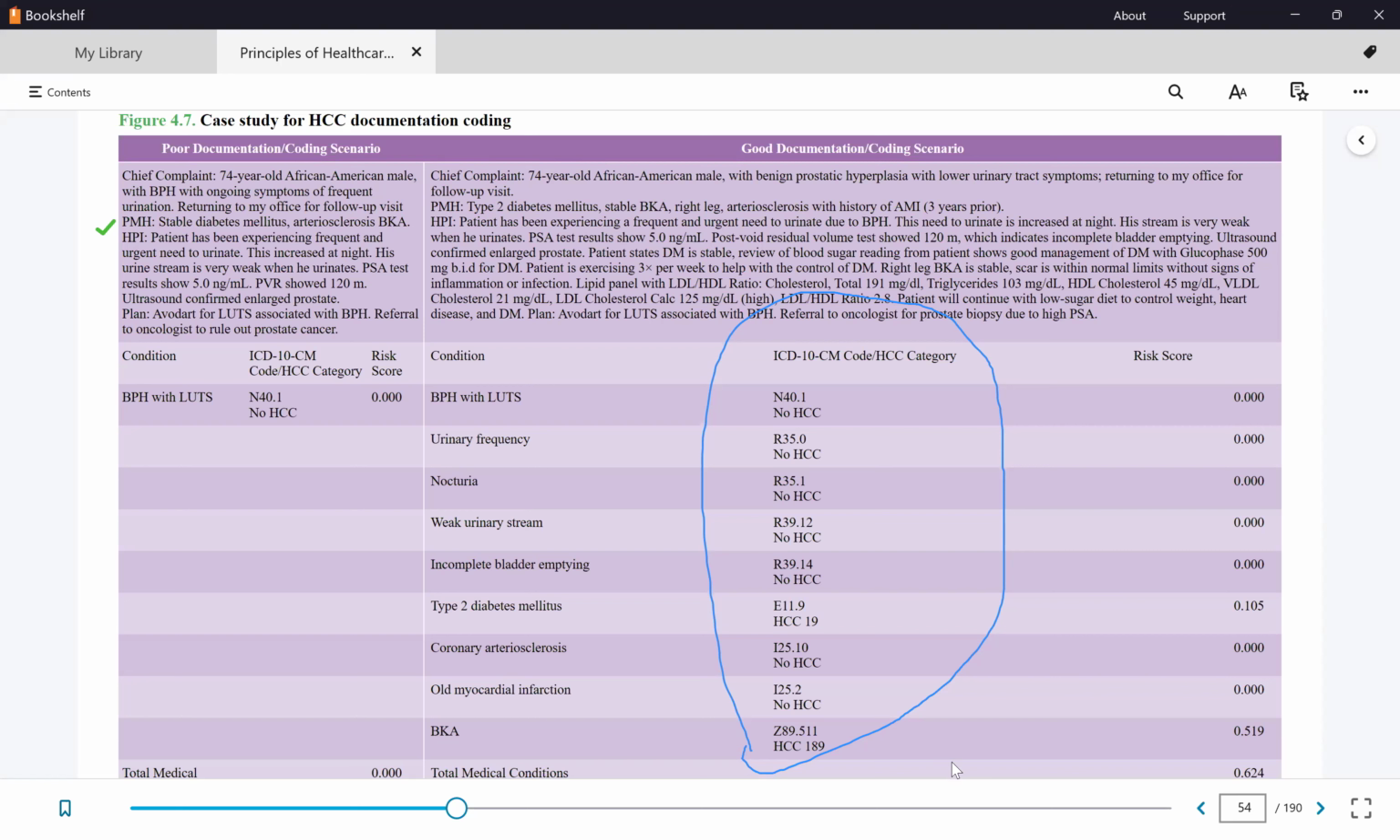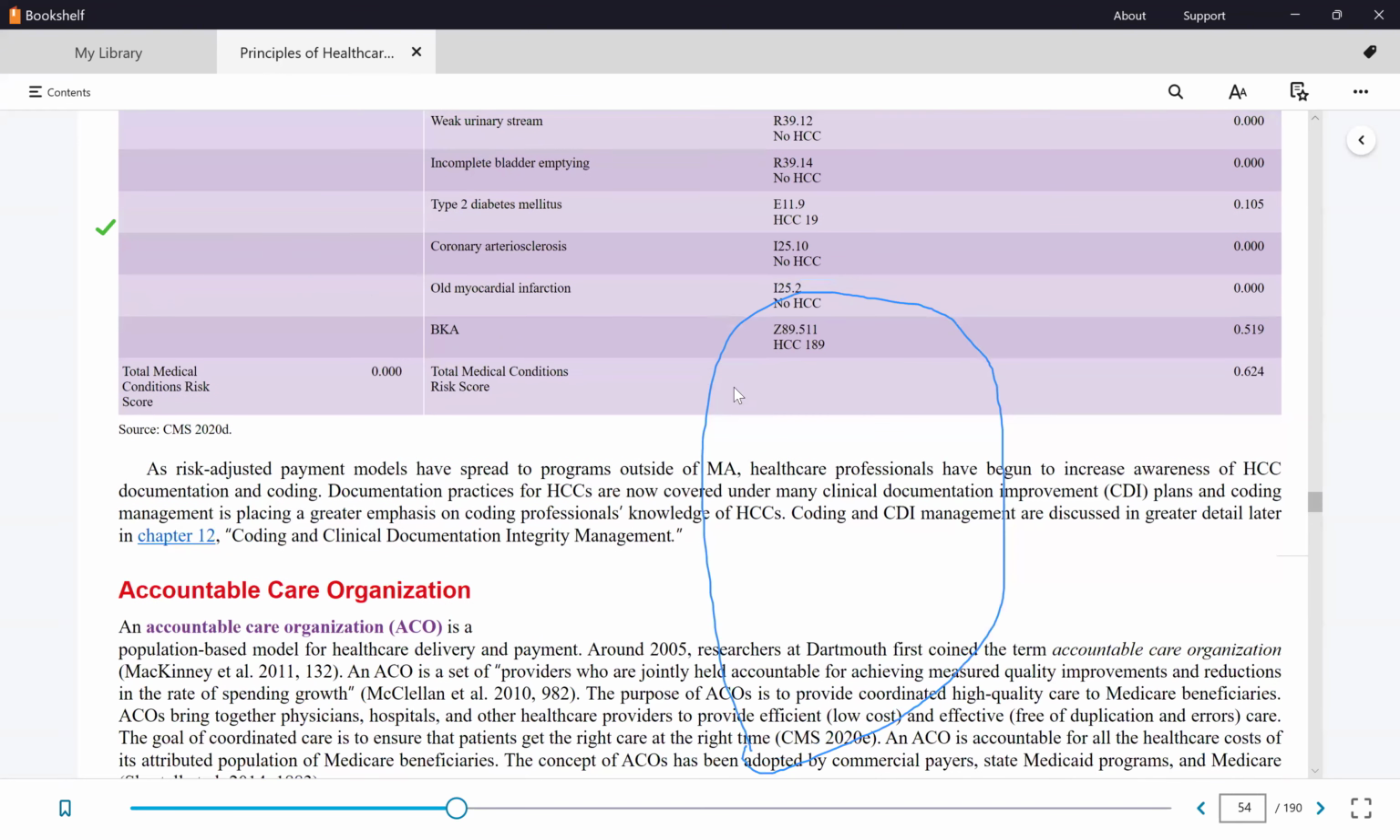So you can see here BPH with LUTS. This is in a paying HCC. Urinary frequency, ICD-10 code R35.0, not reimbursable. R35.1, urinating at night, so on and so forth. None of these things are reimbursable until we get to here, where we get into the type 2 diabetes, the coronary arteriosclerosis, and so on. Right, these are codes, and then again, eventually this will drive the reimbursement.